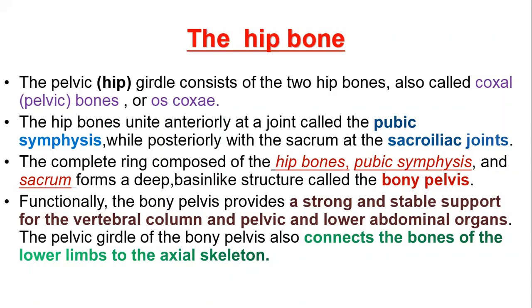So functionally, the bony pelvis provides strong and stable support for the vertebral column and pelvis as well, and the lower abdominal organs. So it's for support and also a protective case for the abdominal organs. The pelvic girdle of the bony pelvis also connects the bones of the lower limb to the axial skeleton. So that's the basic function of the hip bone or the pelvic girdle.